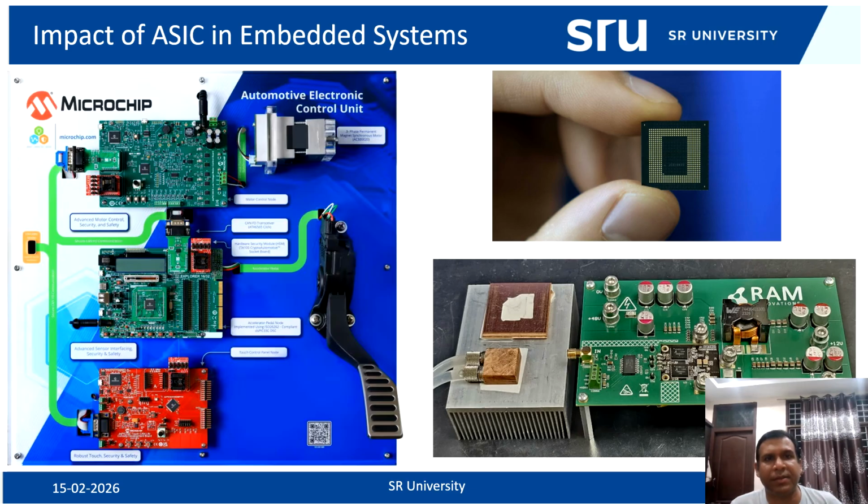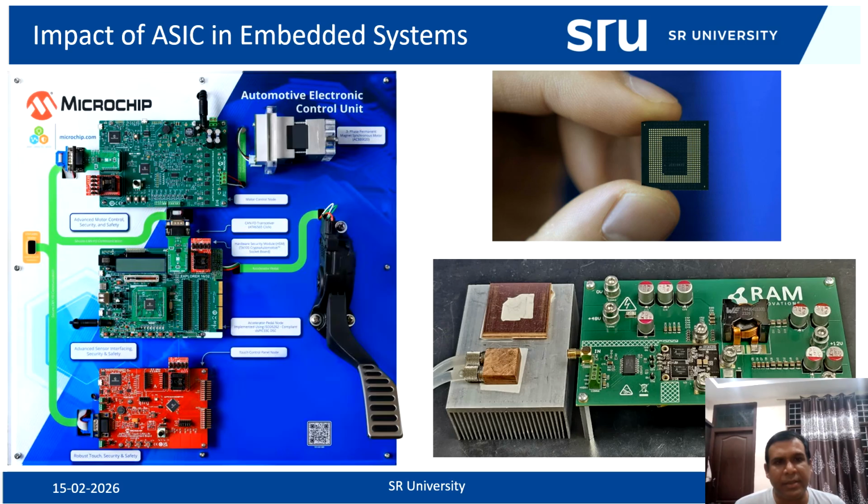Another important impact is high speed processing. So ASIC actually provides much faster performance because they are optimized for specific operations, unlike microcontrollers that perform multiple tasks. So here ASIC actually focuses on one dedicated function which increases the processing speed. For instance, video processing chips used in smartphones and cameras are ASICs that can process high resolution video in real time without any delay. So this enables smooth video recording and streaming and image processing.